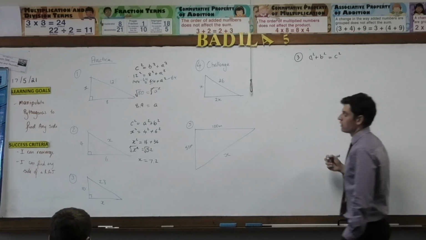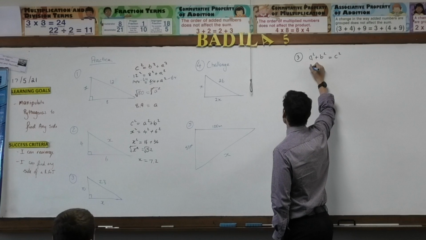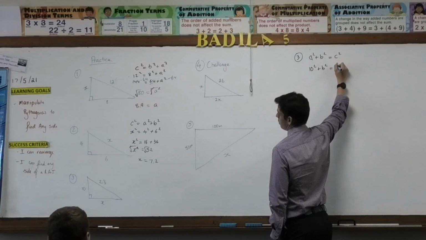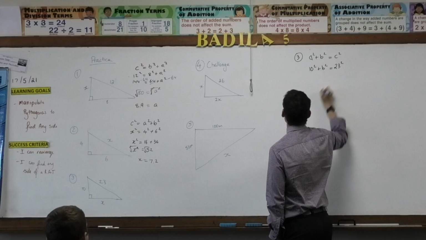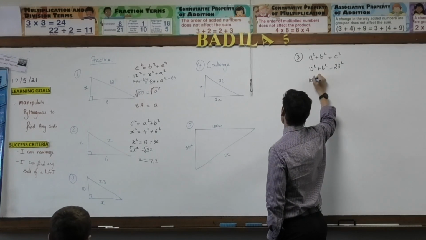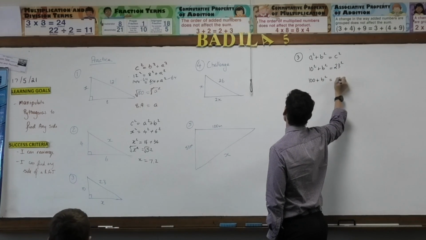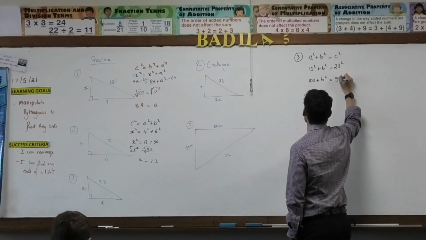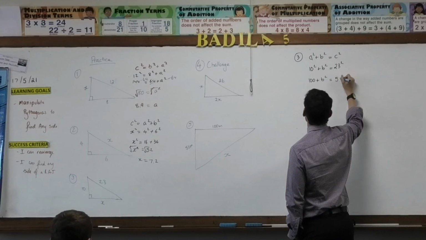A and C. Okay, so I'm going to let A equal 10 squared plus b squared equals 23 squared. That's effectively going to equal 100 plus b squared equals, what is it, 529?